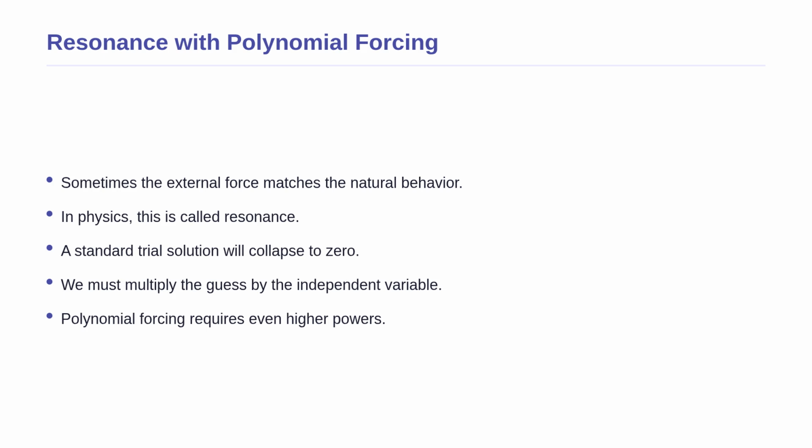Mathematically, resonance happens when our forcing function is already a part of the complementary function. If we just guess the standard trial solution, it will collapse to 0 when plugged into the equation, giving us no useful information. To fix this, we must multiply our trial solution by the independent variable. But if the forcing function is a polynomial multiplied by an exponential, we face a severe case of resonance that requires multiplying our guess by even higher powers of the variable.